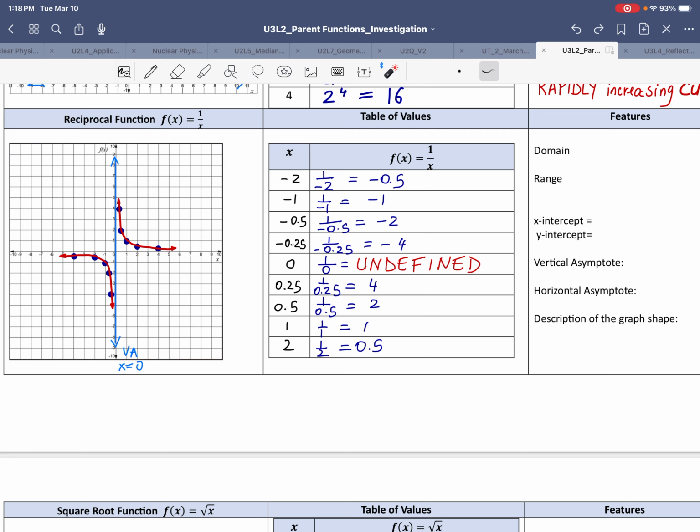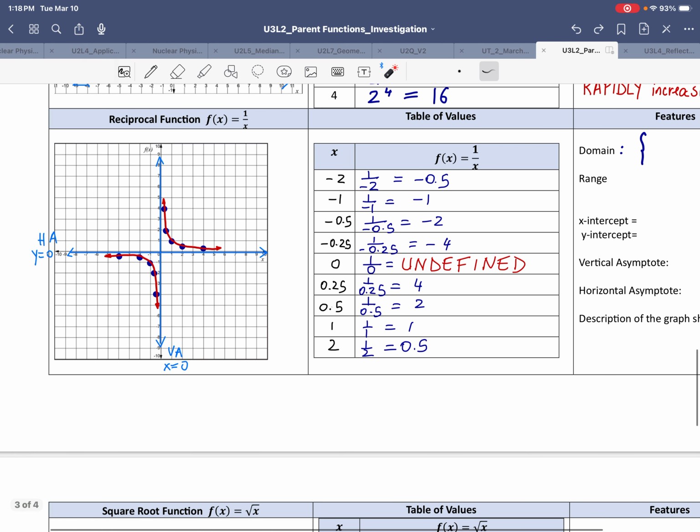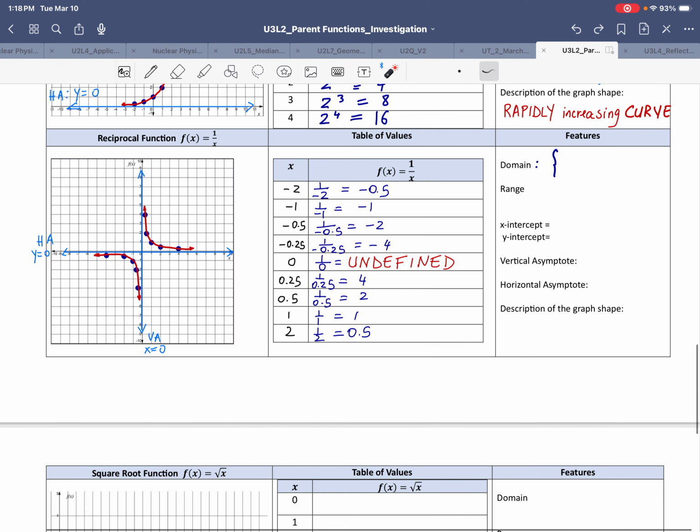And because it's horizontal, we're going to call it a horizontal asymptote, and we're going to label this horizontal asymptote by its equation, y equals 0. Now let's talk about the domain. As you can see, the domain of this function is any real number, but the values of x cannot equal 0. So that's a restriction.